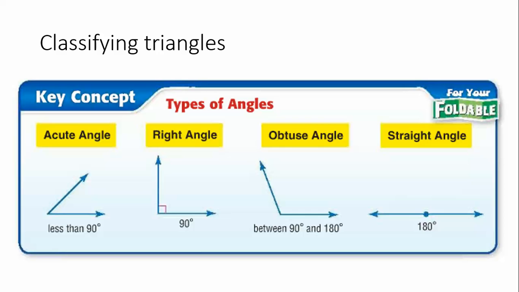Finally, we want to talk about classifying triangles. And there are different ways to classify triangles. The first way is to classify it based on the types of angles, and you do need to have all of this in your notes. Hopefully this is a review for most of you, but there are 4 types of angles. An acute angle, which measures less than 90 degrees, a right angle, which measures exactly 90 degrees, an obtuse angle that measures between 90 and 180 degrees, and a straight angle that measures 180 degrees.